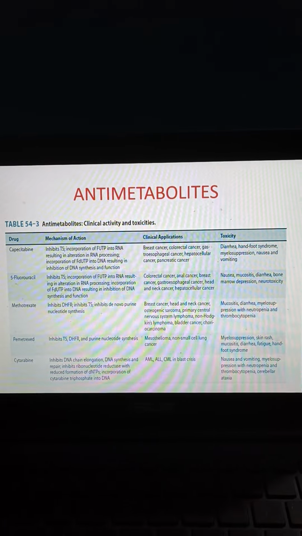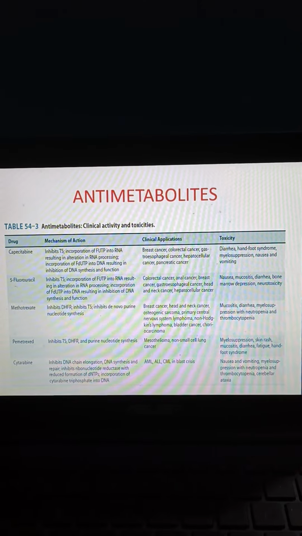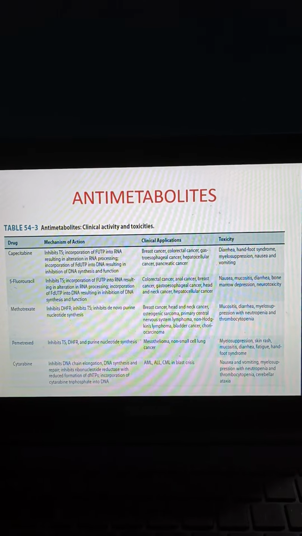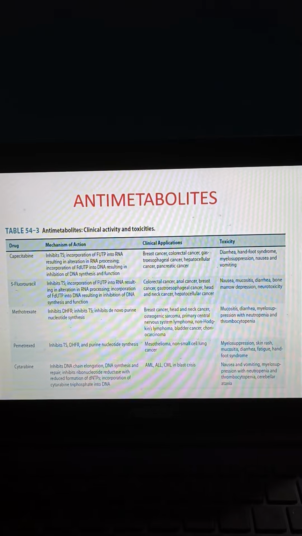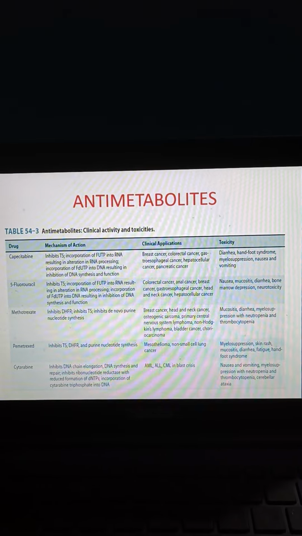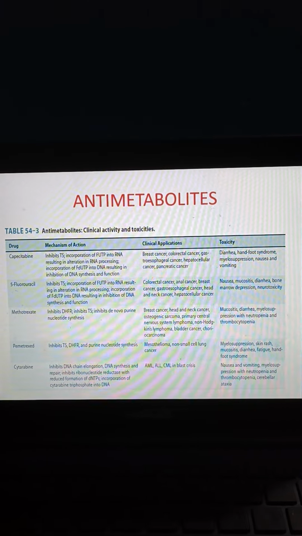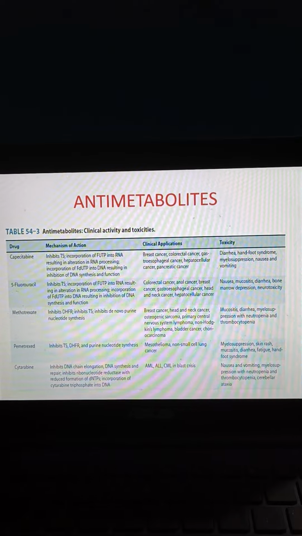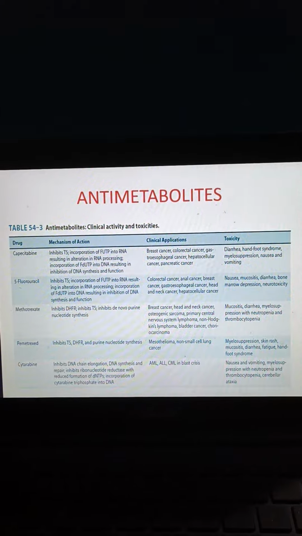Then coming to cytarabine. Cytarabine inhibits DNA chain elongation, DNA synthesis and repair, inhibits ribonucleotide reductase with reduced formation of DNTPs, incorporation of cytarabine triphosphate into DNA. Clinical applications of cytarabine: in case of AML, acute myeloid leukemia, ALL, acute lymphocytic leukemia, CML, chronic myeloid leukemia in blast crisis. The toxicity of cytarabine can be nausea and vomiting, myelosuppression with neutropenia and thrombocytopenia, cerebellar ataxia.